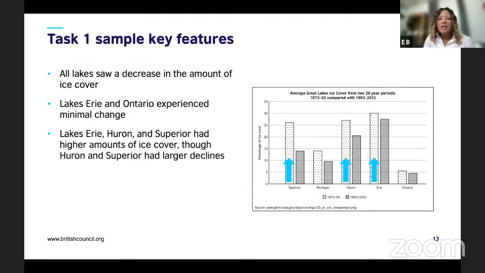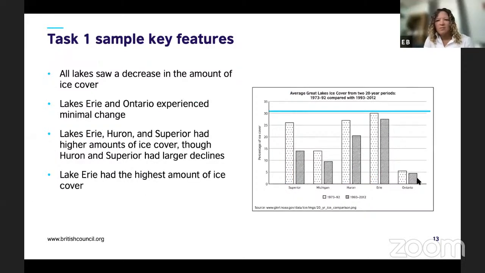Lakes Erie and Ontario experienced minimal change. Oh, sorry, my controls are going crazy. So we can see that Erie and Ontario are more similar across the 2 periods, so we might group them together and note that their change is minimal or negligible or not quite measurable. And we might group the other 3 together.